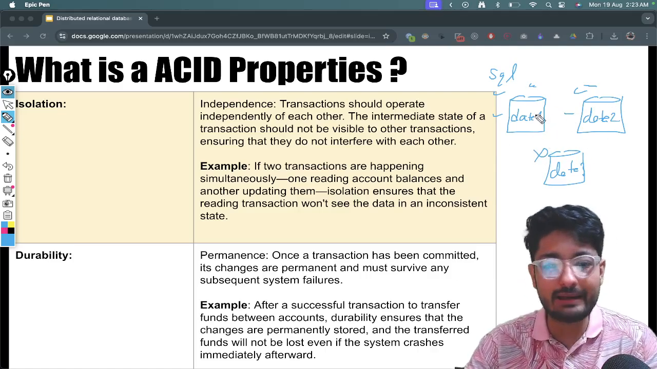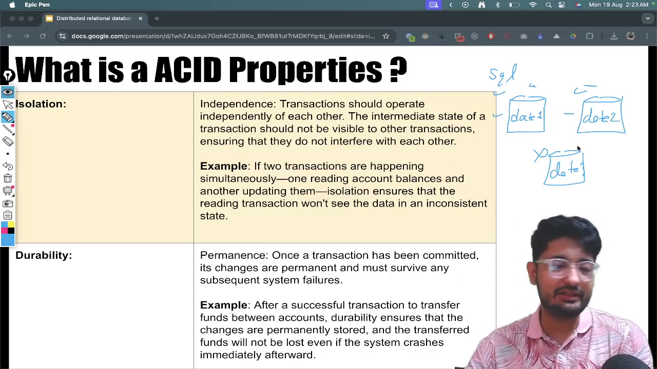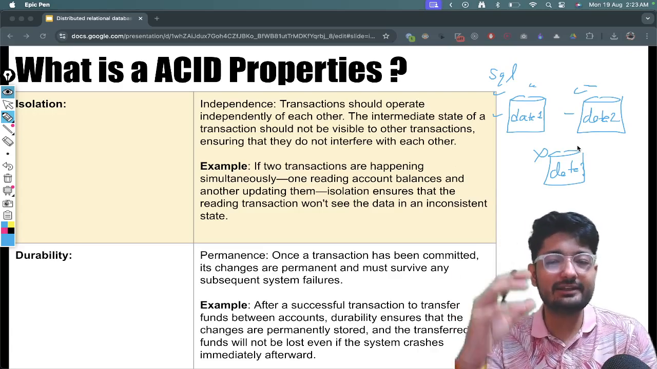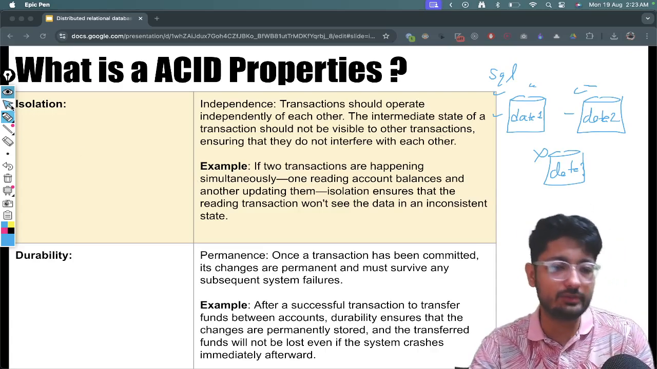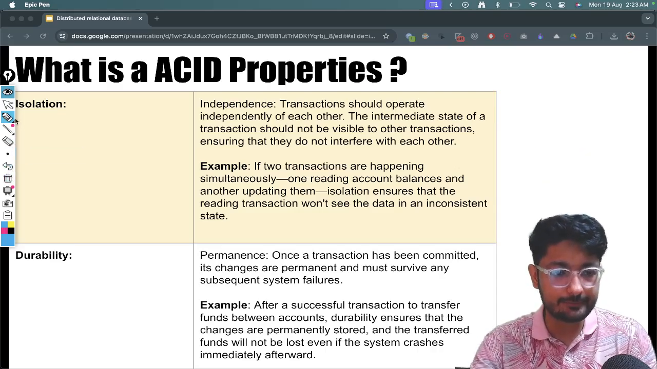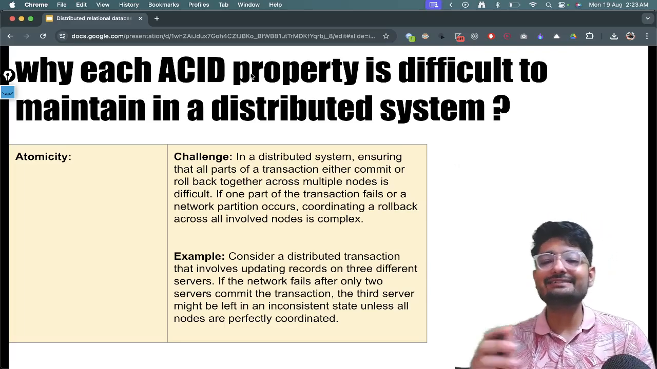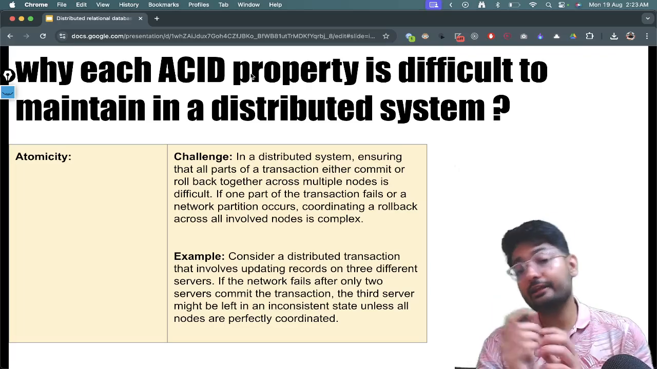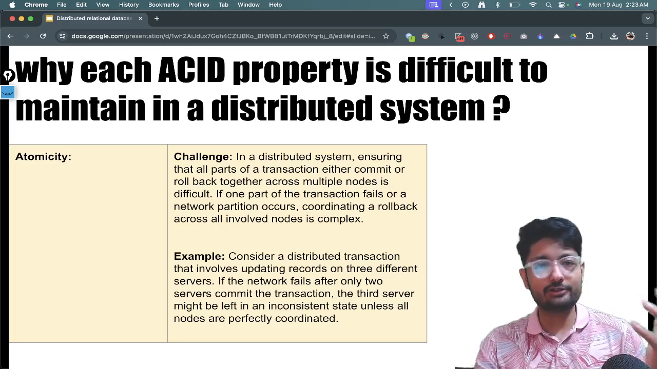With one database you can manage ACID properties, but when there are a lot of databases, you have to ensure distributedness, and then it is difficult to maintain ACID properties. Let's talk about the difficulties of handling ACID properties in a distributed system. So why is each ACID property difficult to maintain in a distributed system? Let's talk about each property once again. Let's start with atomicity.